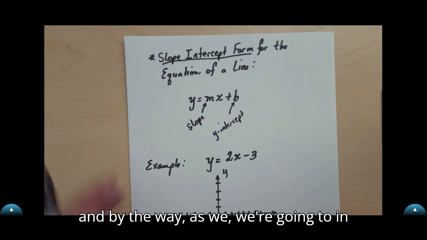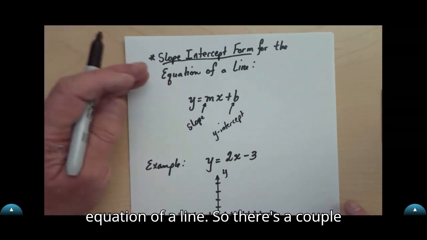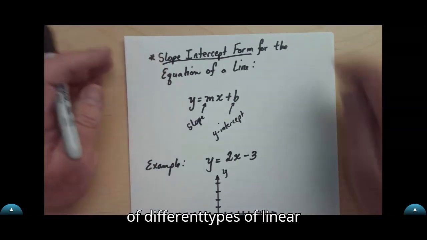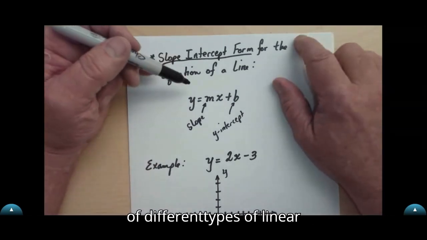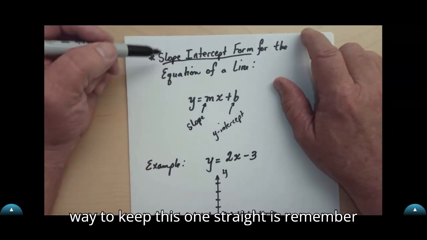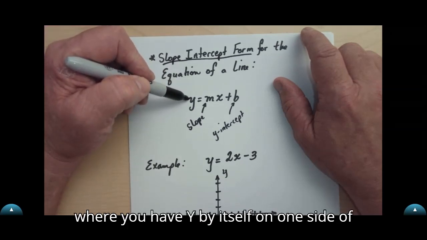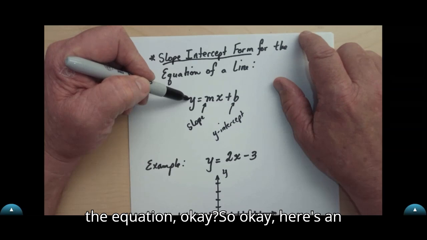And by the way, in a little bit, we're going to look at something called point-slope form for the equation of a line. So there's a couple of different types of linear equations or forms we'll see. The way to keep this one straight is remember that slope-intercept form is the one where you have y by itself on one side of the equation, okay?